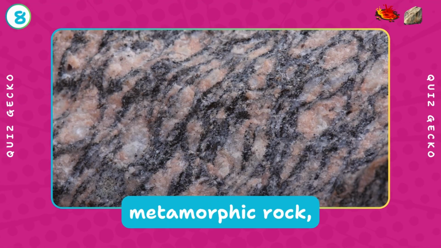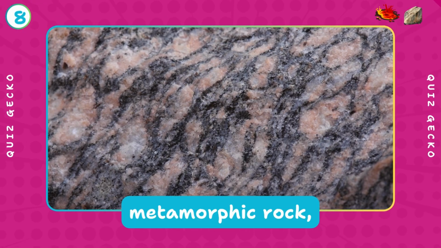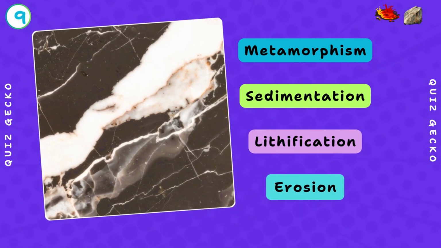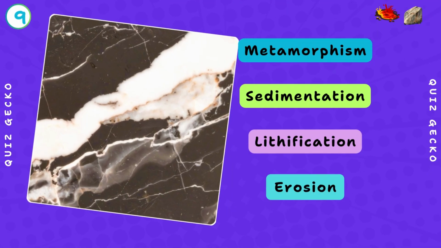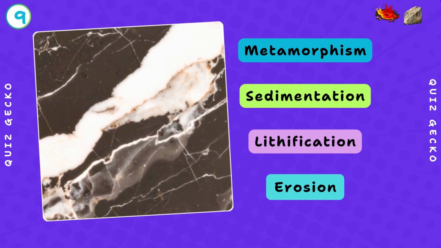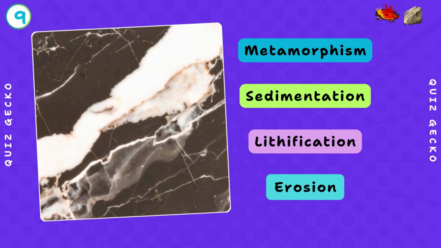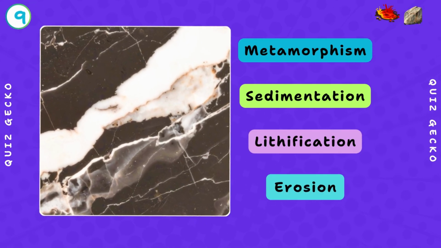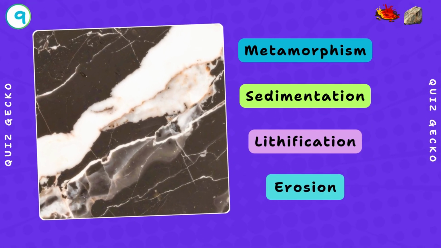Great answer! It's a metamorphic rock, formed from granite. What is the term for the process by which rocks are transformed into other types of rocks through heat, pressure, and chemical processes? Metamorphism, sedimentation, lithification, erosion.